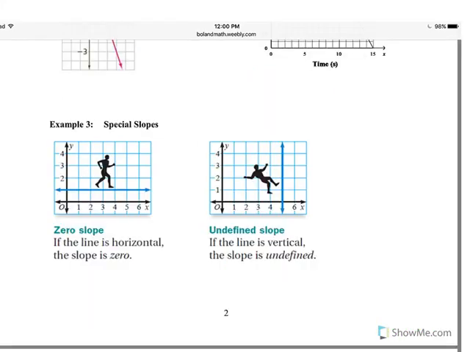All right, let's look at these special slopes that we were talking about earlier. Zero slope if the line is horizontal. We talked about that. If you are skiing on a horizontal line, you have no slope. If your slope is vertical, then it's undefined. If your slope is horizontal, then it equals zero. So you have to keep that in mind. If you see lines that are straight up and down, going vertically, that's undefined. If you see lines that are horizontal, then that's a zero slope.